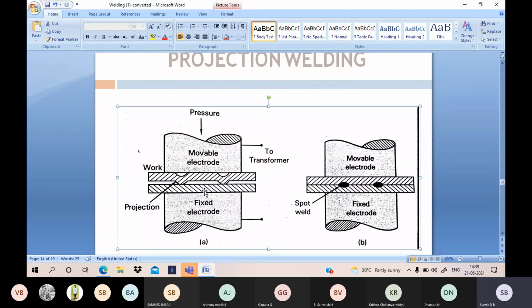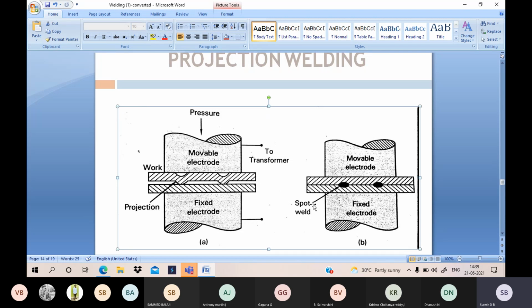Once the radius of both projections is equal, both projections dig completely inside the secondary workpiece. In that case there is no gap between the first and secondary workpiece. In the second figure, both workpieces are completely joined throughout the length of the pieces. That's why it is called projection welding.